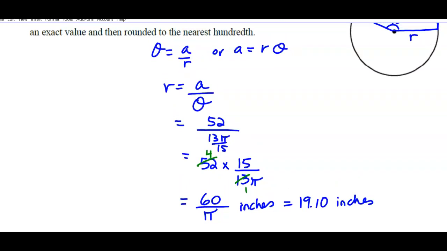So that angle was already in radians, which was nice. We didn't have to do any converting. But exact value has pi in the denominator. It might happen.